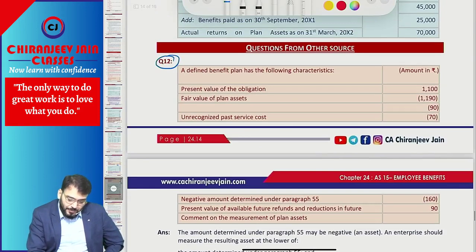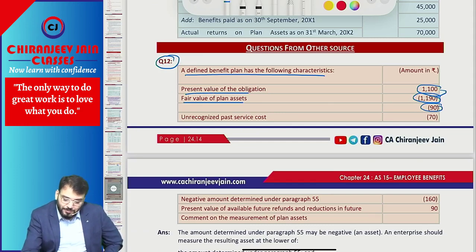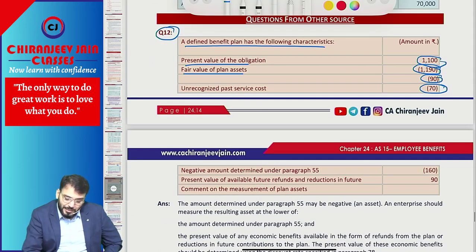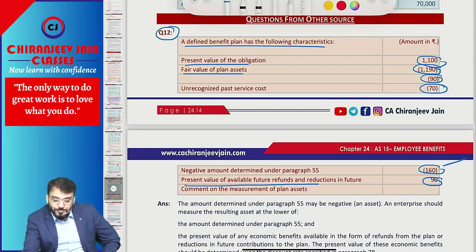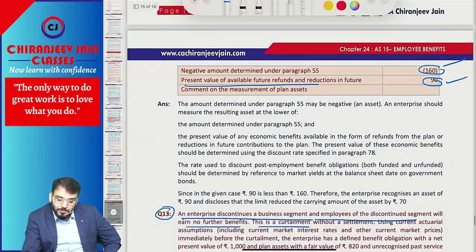Question number 12. A defined benefit plan has the following characteristics: present value of obligation 1100, fair value of plan asset 1190, so 90 negative surplus, unrecognized past service cost 70, negative amount determined 160. Present value of available future refund and reduction in future contributions is 90. Means surplus is coming how much? And the present value is coming how much? But the asset will be shown at what amount? 90. Correct. You can see.